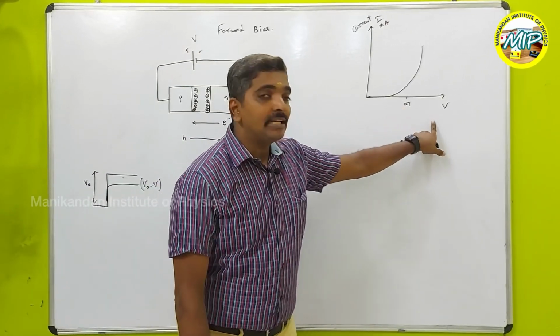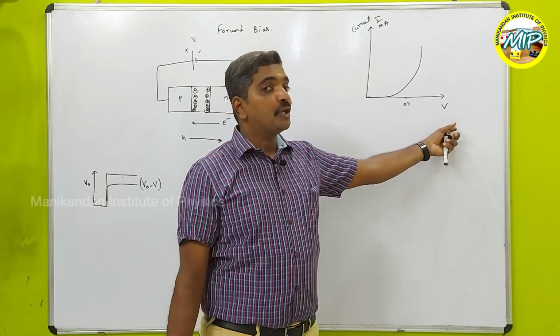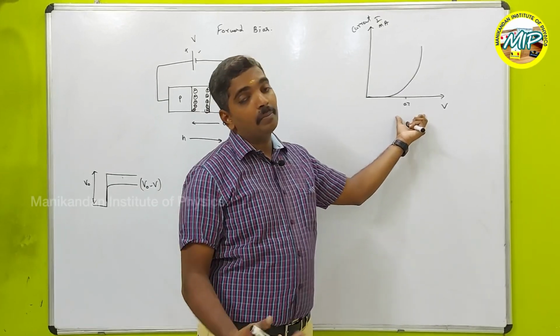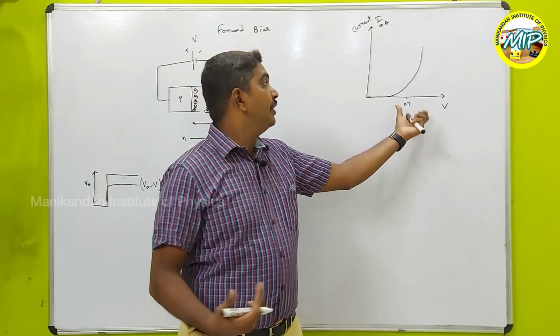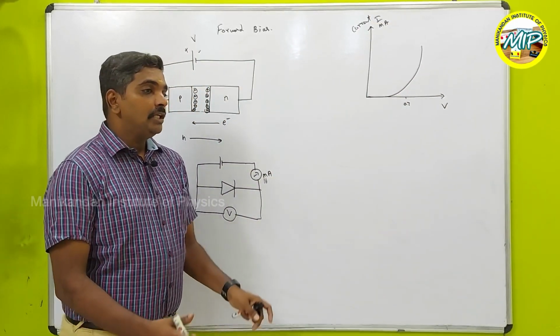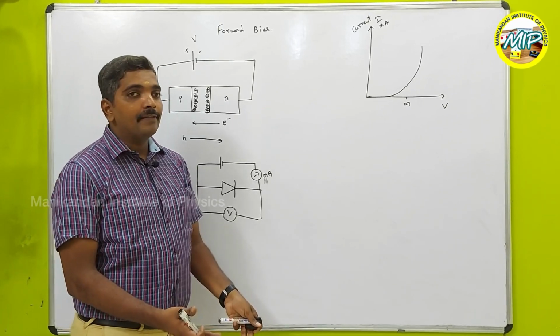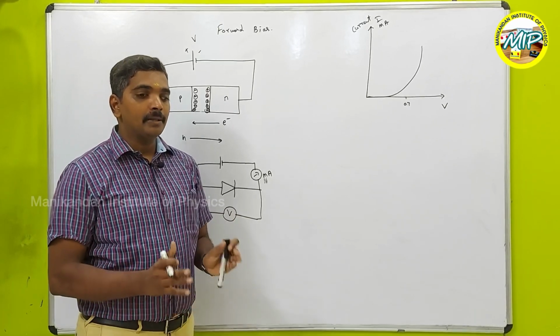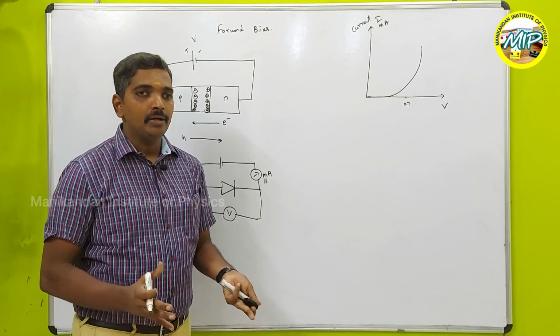after that, what's happening? We need not apply any more potential. The electrons, the charge carriers moving from either side, will increase my current drastically. So under forward bias, my PN junction conducts current very drastically, right?